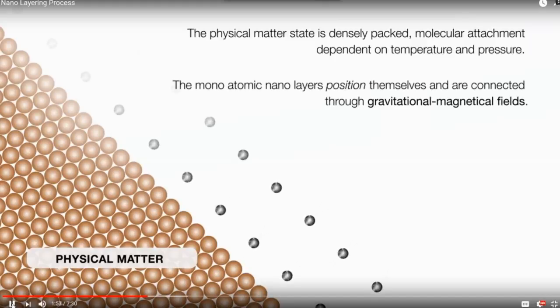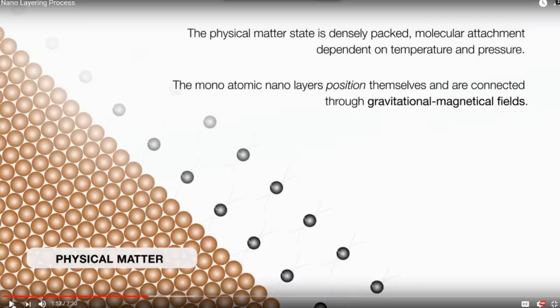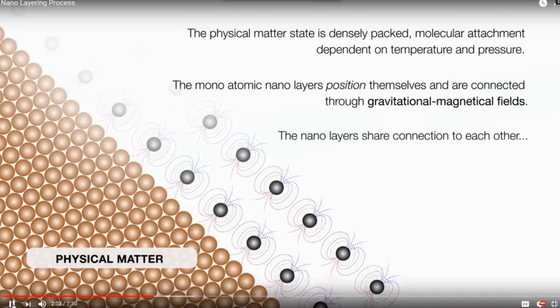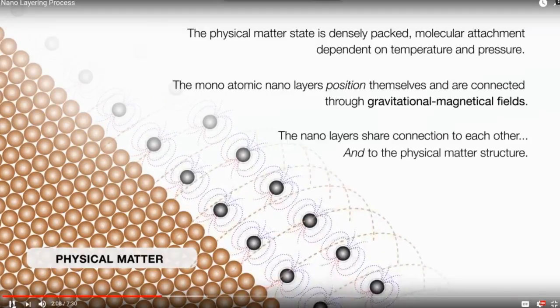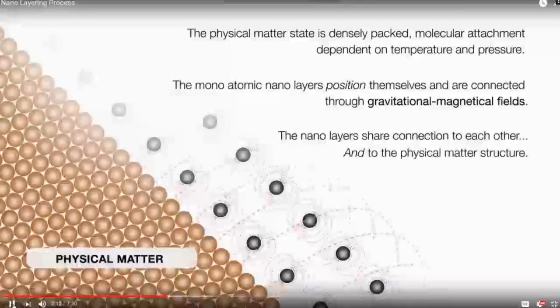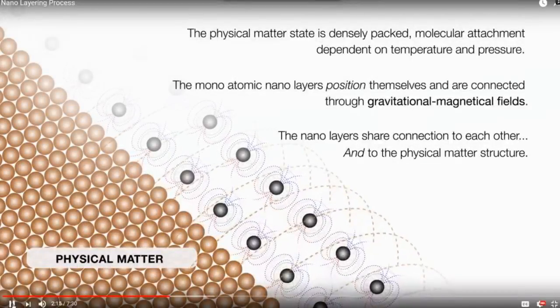So the physical matter state is densely packed, molecular attachment dependent on temperature and pressure. The monoatomic layer, nanolayer position themselves and are connected through gravitational magnetic fields. The nanolayers share connection to each other and to the physical matter structure. That connection is the fields.